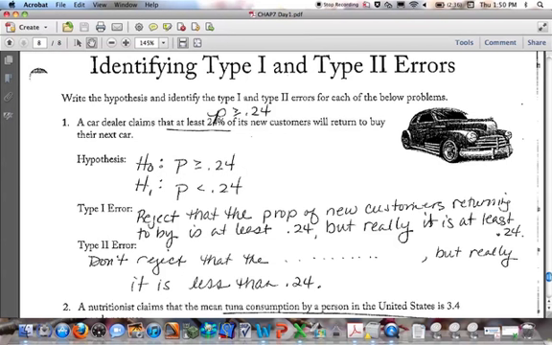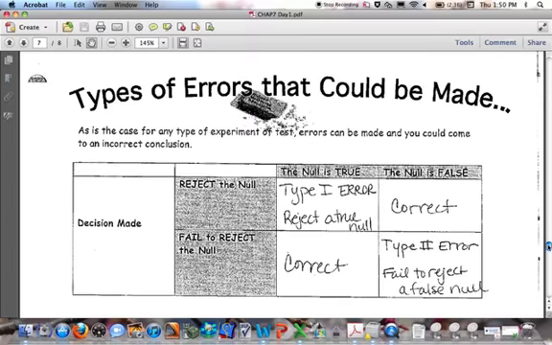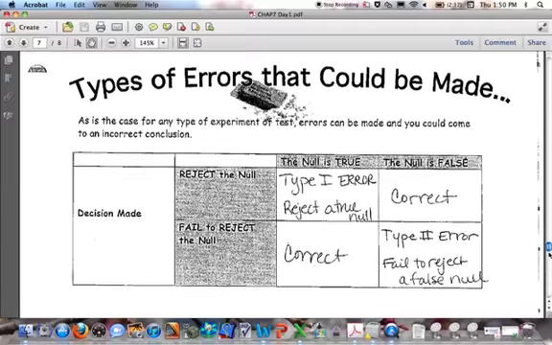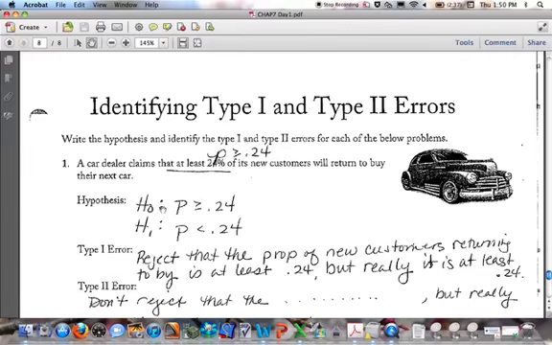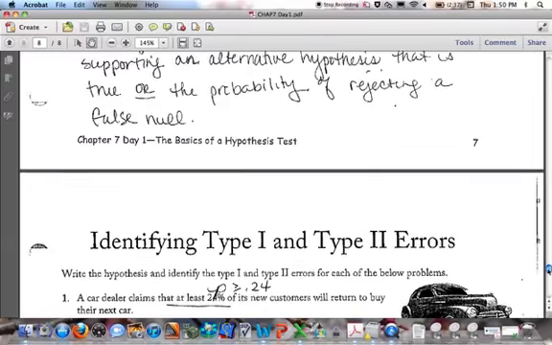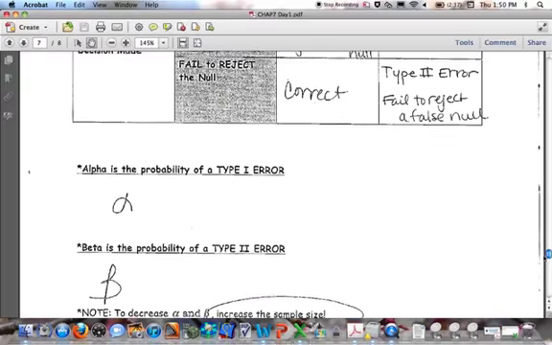So if I make a type 1 error, remember I reject a true null. So my type 1 error would be that I reject that the proportion of new customers returning to buy is at least 0.24. So I reject this, but really it is that value. Really it is at least 0.24. So I made a mistake because I rejected it. I thought it wasn't that, but really it is.